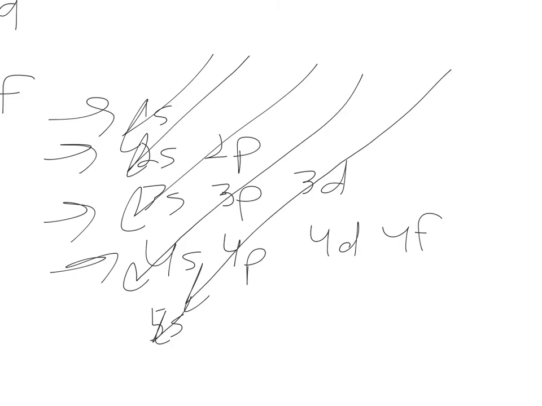So that answers 8B. Why does the D block start in the 4th row of the periodic table? It starts in the 4th row because it's directly after this one, which is the 4S. It's higher energy.